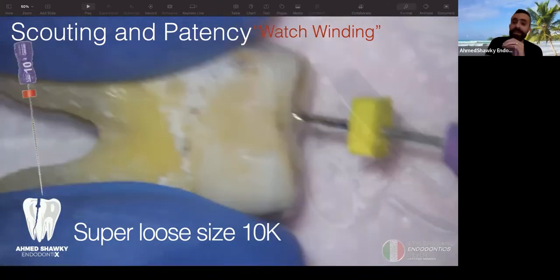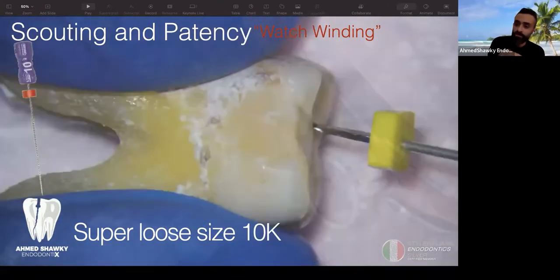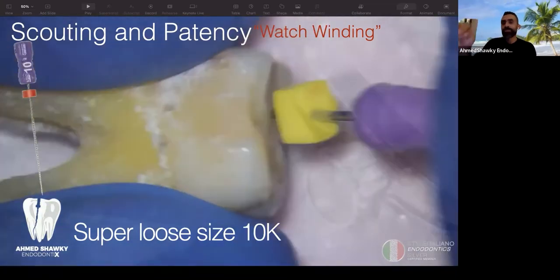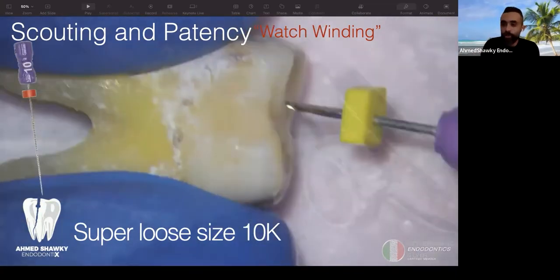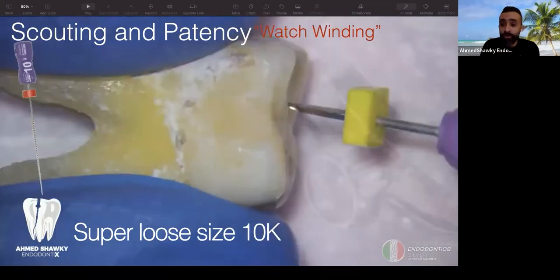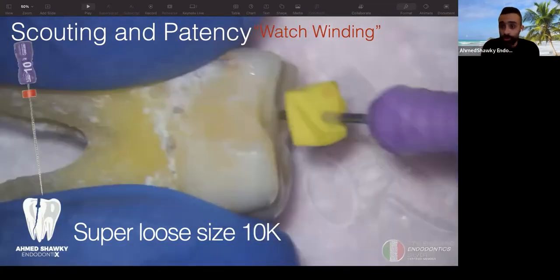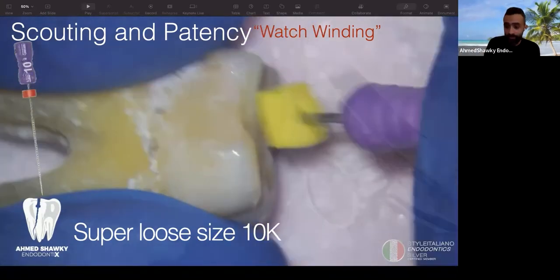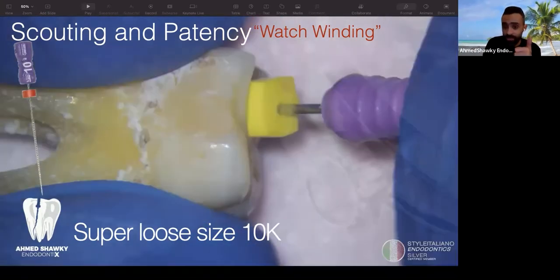What is the meaning of a super loose size 10K? This means that I can just put it at the orifice and press with my finger without any watch winding, and then I can reach the end of the root. This is loose. It's neat. No more cutting, no more watch winding. Okay, this is the initial safety achieved.